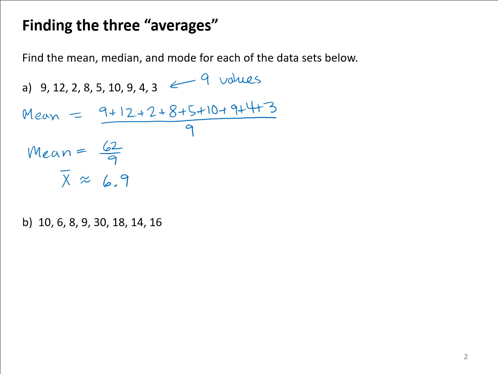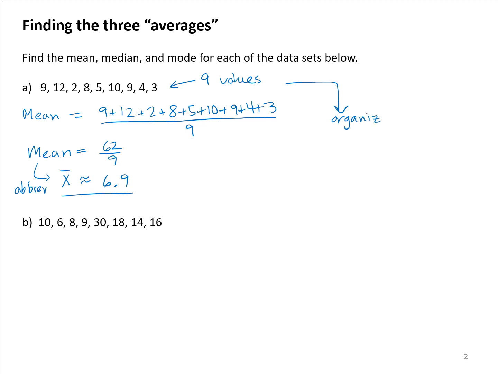We call this X bar. This is an abbreviation. It stands for the X for a general data value, and the bar over it represents the mean, the average or the mean X value. So the mean would be about 6.9. To find the median and the mode, what we need to do is organize the data.